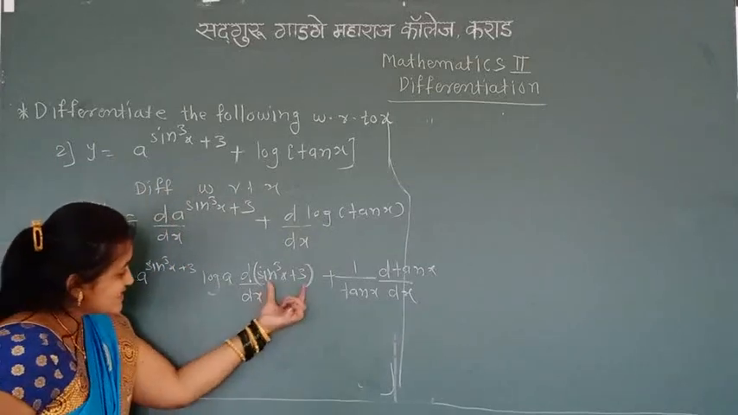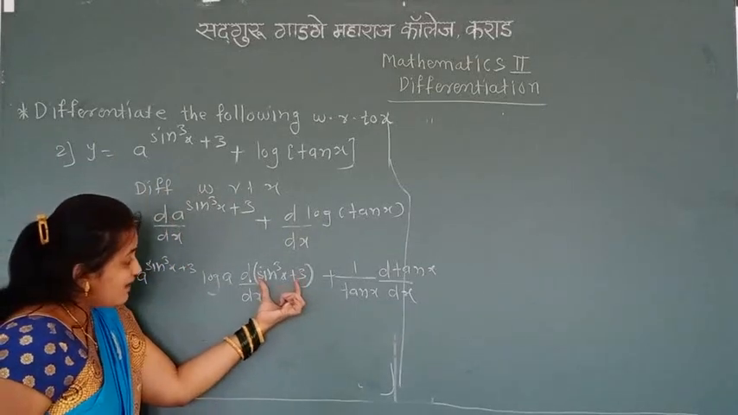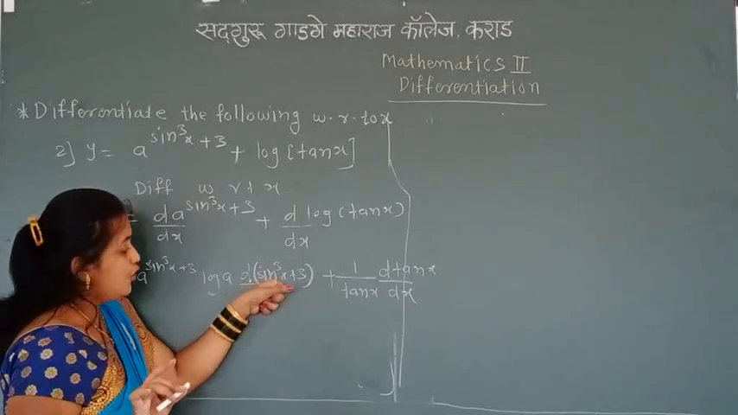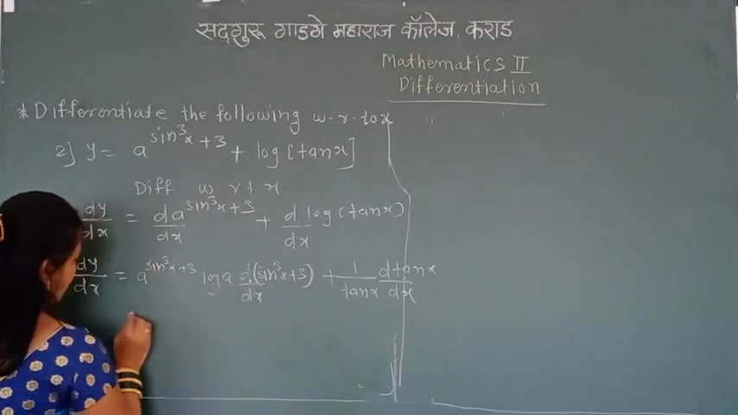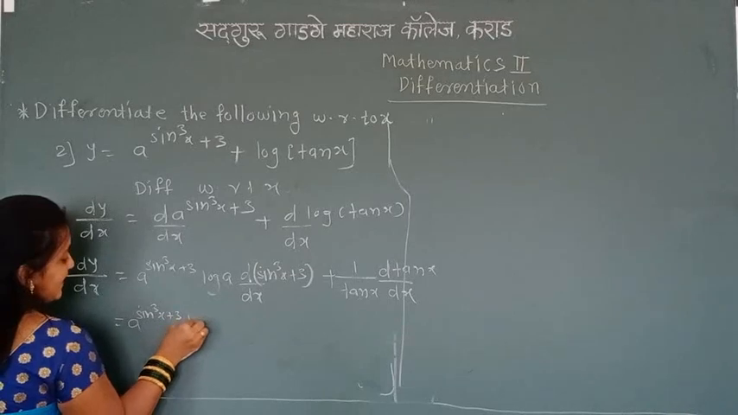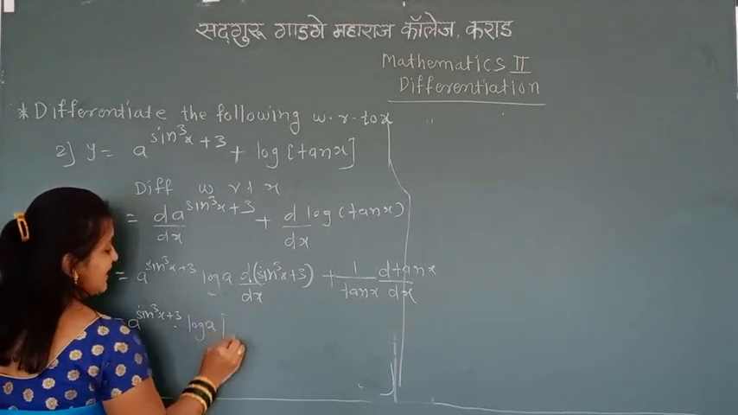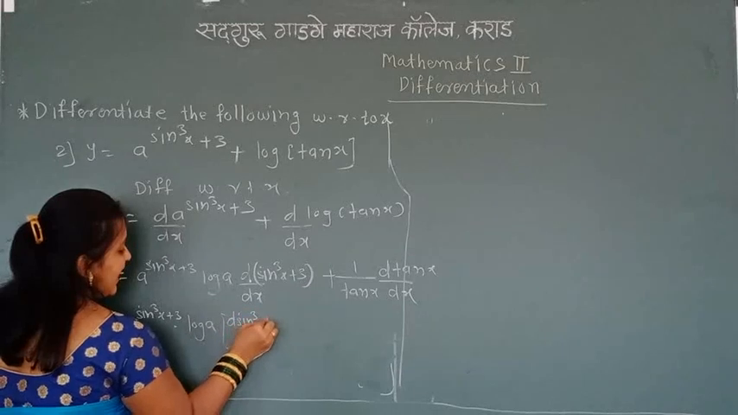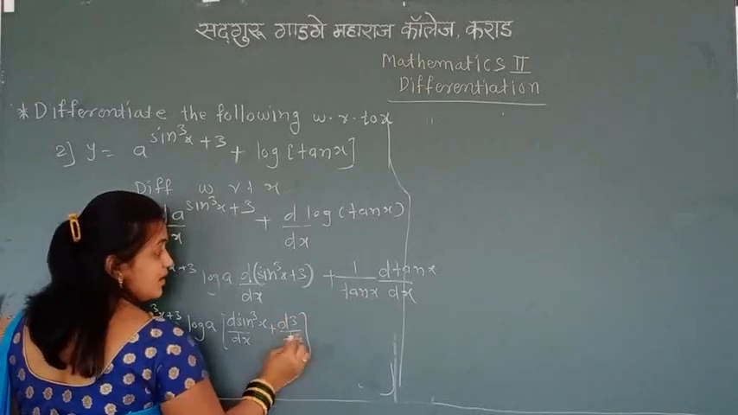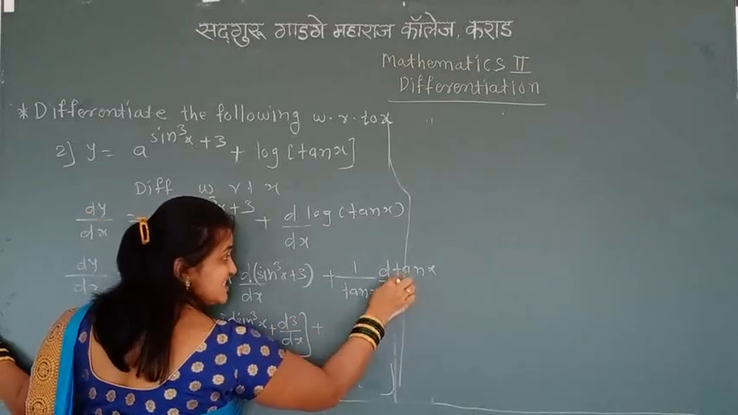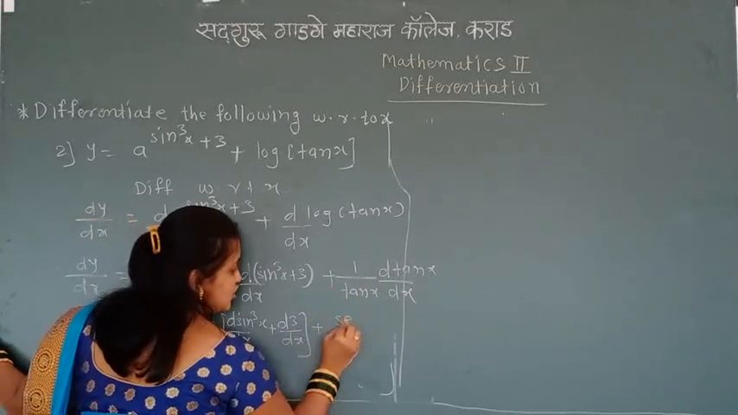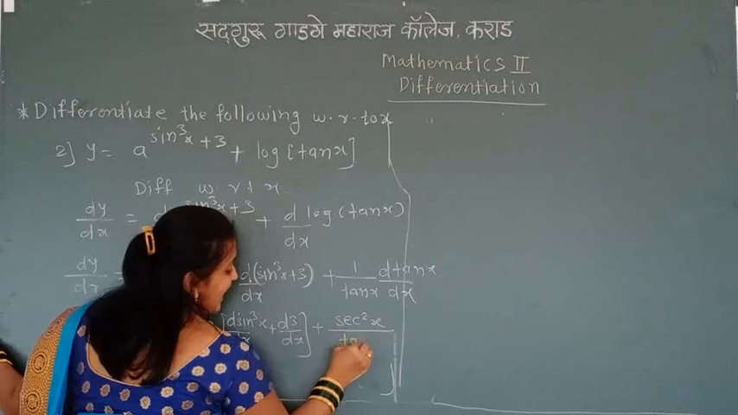Now again this is of the form u plus v. So again we use the rules of differentiation, u plus v. We find the derivative of u, we find the derivative of v. So a raised to sin cube x plus 3 as it is, multiplied by log of a as it is. Now find the derivative of sin cube x with respect to x plus the derivative of 3 with respect to x, plus what is the derivative of tan x, which is a standard form. So we can directly write the tan x derivative as sec square x. So sec square x upon tan x.